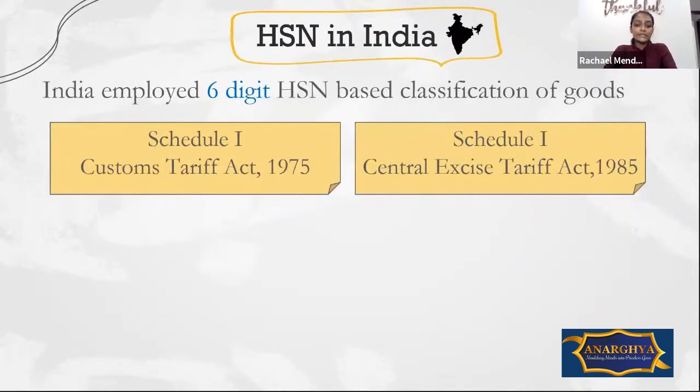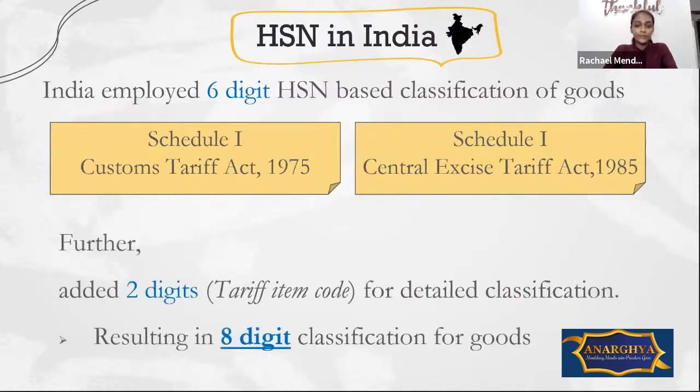India has employed this 6-digit HSN classification way before GST. It has employed it under the Customs Tariff Act as well as the Central Excise Tariff Act. Now, WCO gave us a 6-digit HSN classification. But in India, in order to provide further classification, the Customs and Central Excise authorities went on to add 2 more digits, which is known as the Tariff Item Code. And this resulted in an 8-digit HSN classification for goods in India. 6 digits provided by WCO plus 2 digits which are specific to India.